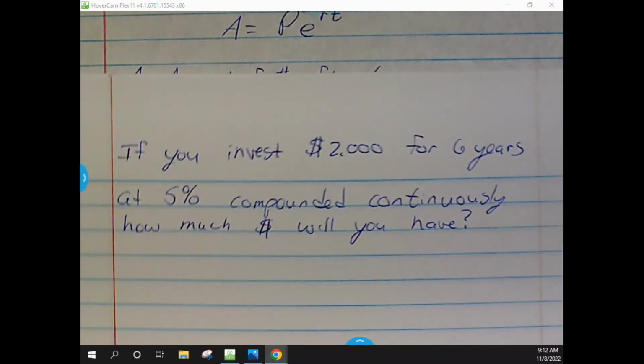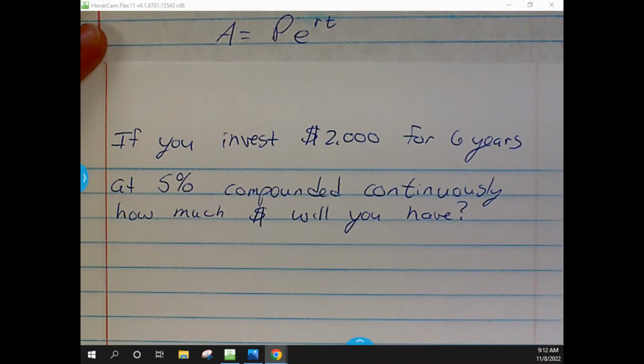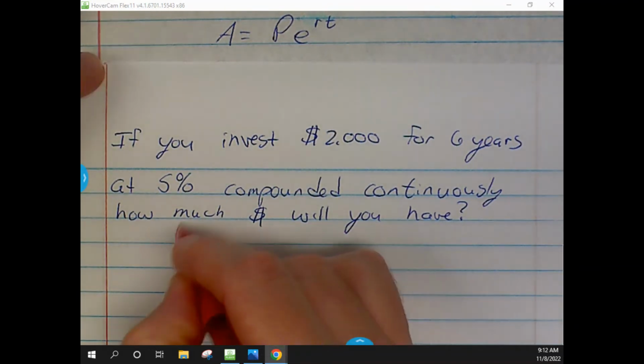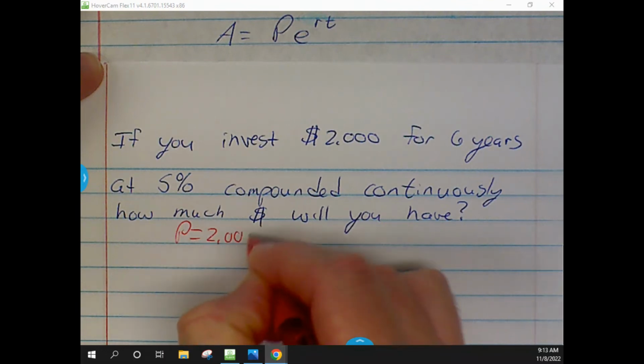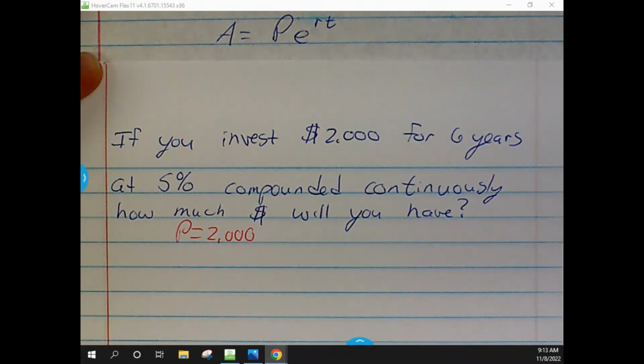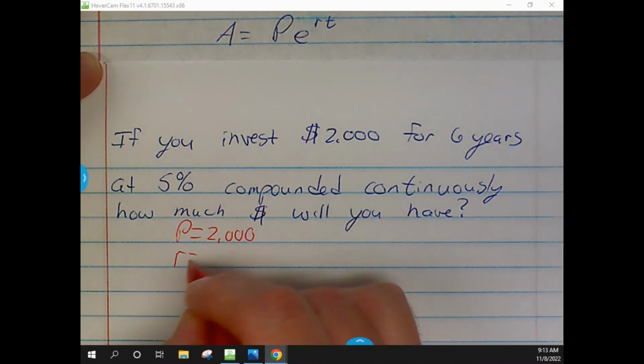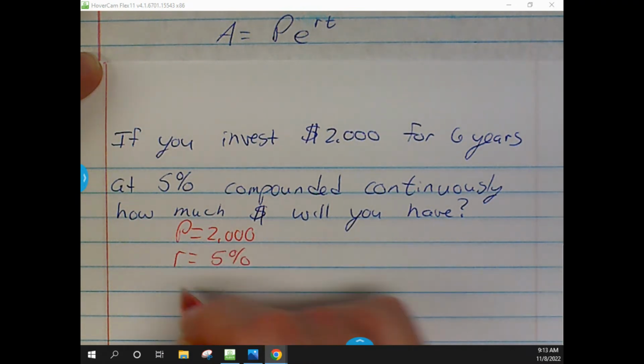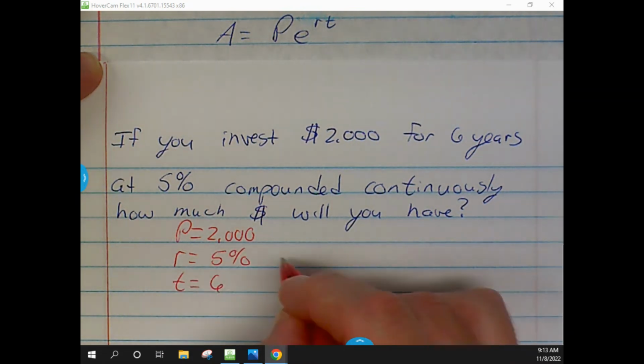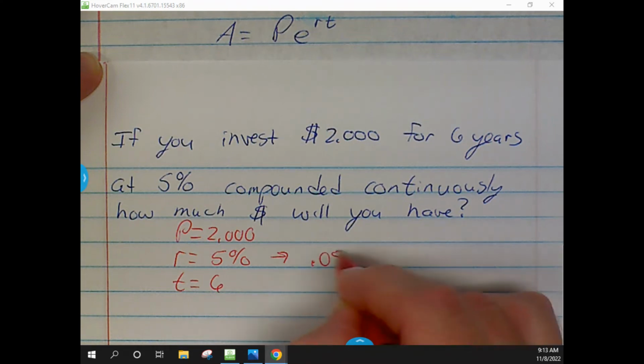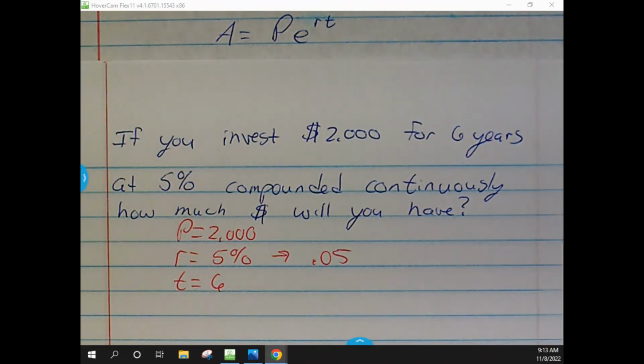Okay, so there's the formula and there's our problem. If we start pulling out the parts and pieces of it here, our principal is $2,000. That's our P. Our rate is 5% and our time is 6. Okay, so a little bit shorter formula.